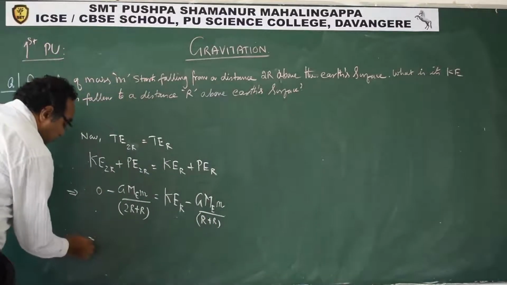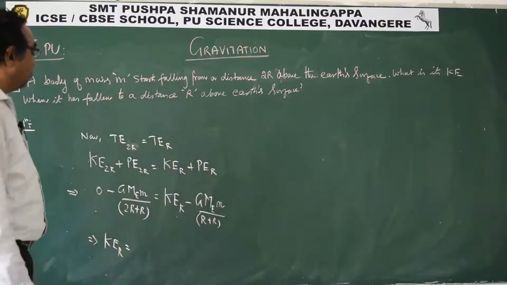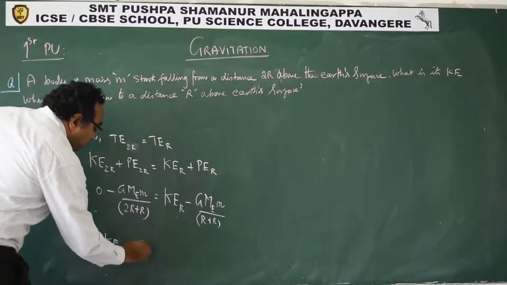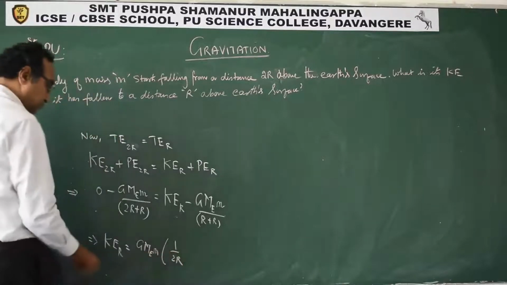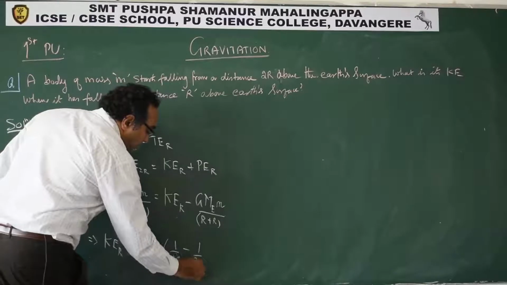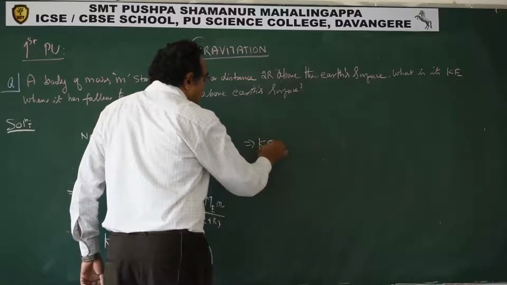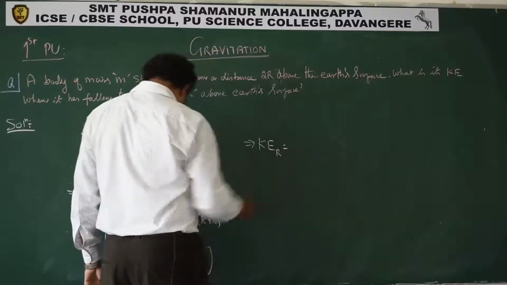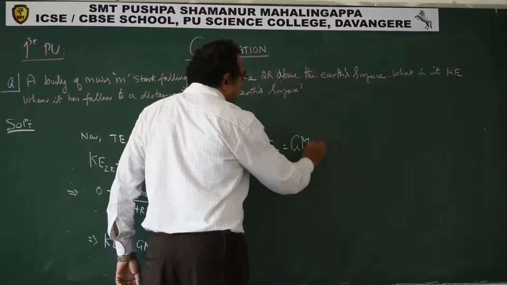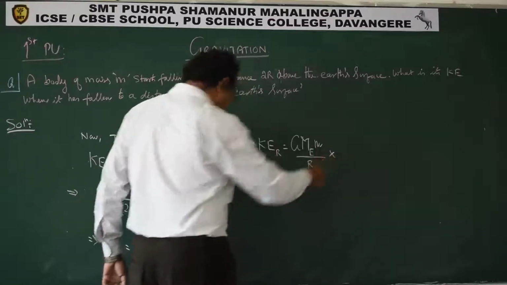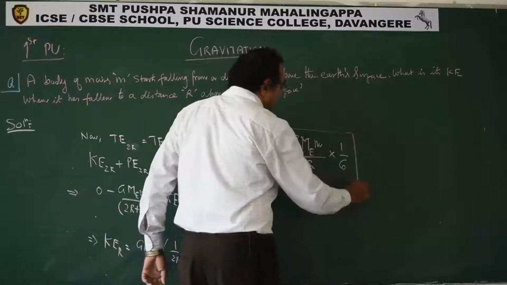So what can we say now? From this, what will the kinetic energy be when it is at r? Shift it here, and we can take GM common. So 1 by 2r minus 1 by 3r. Therefore, kinetic energy at position r will be, taking GM by r common, into 1 by 6. This is exactly how we can find it.